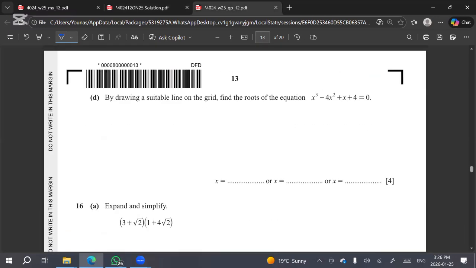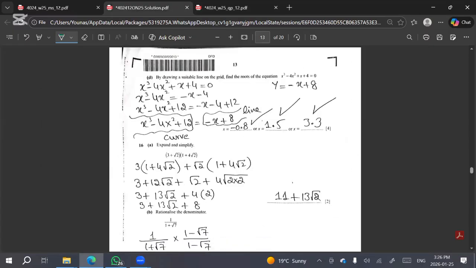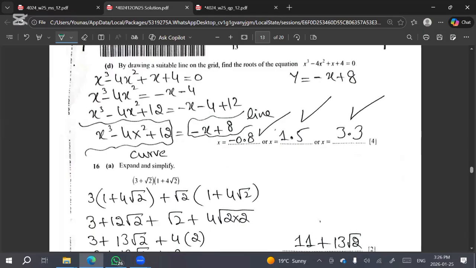Then it says by drawing a suitable line on the grid, find the roots of the equation. Very simple. We will take this equation. This is a very famous question. What we do is take this equation and try to make, on the left side, the expression whose graph we have drawn there. So you can see I have written here.